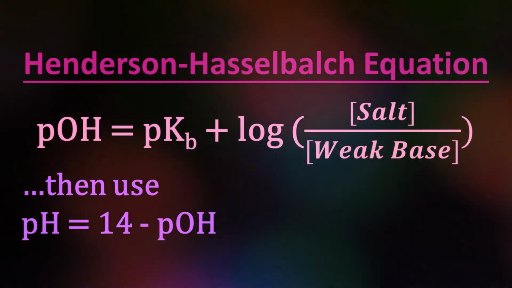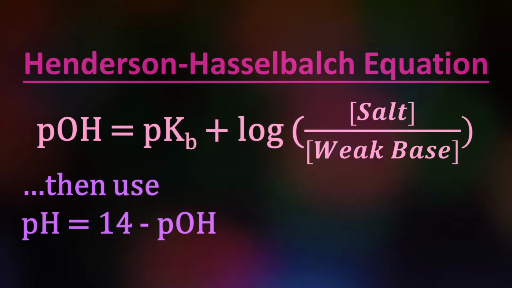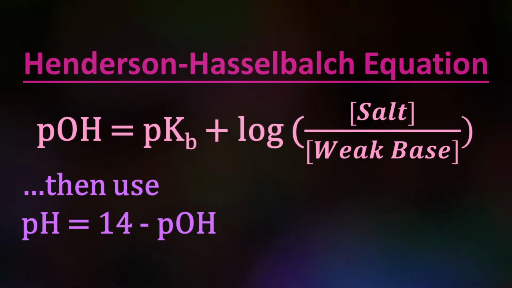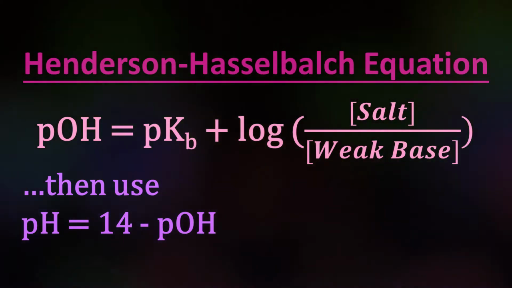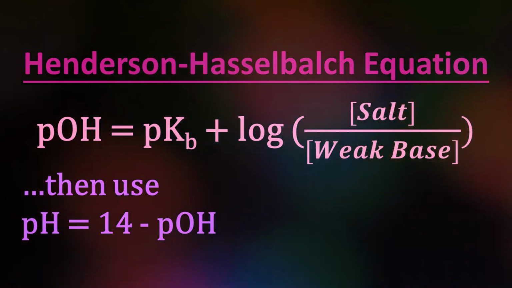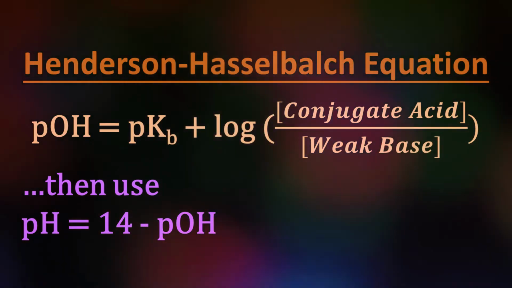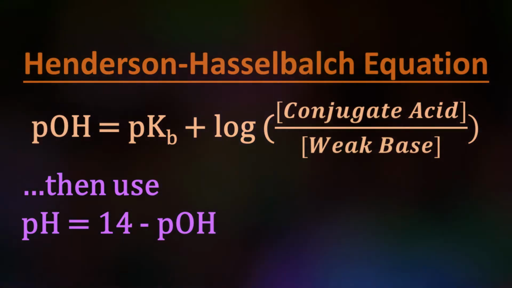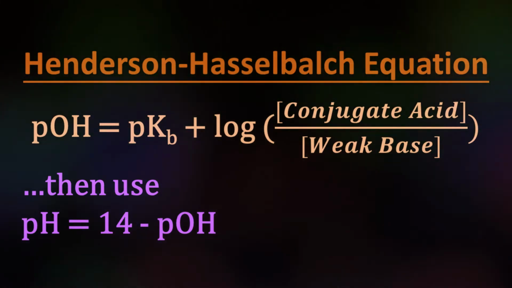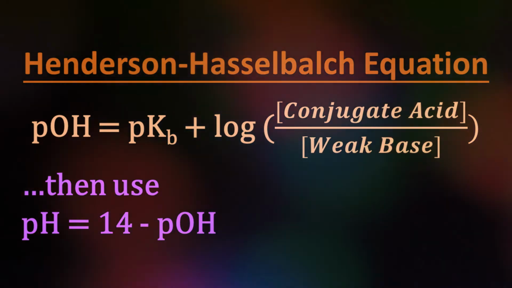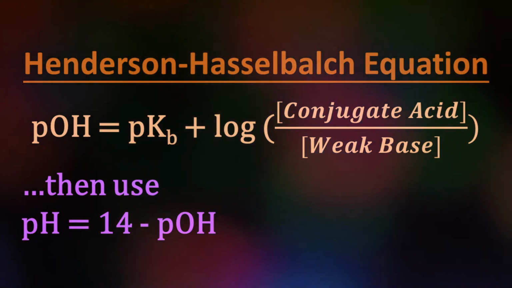pH of a basic buffer. We can use the Henderson-Hasselbalch equation to calculate the pH. So the equation is pOH equals pKb plus log concentration of salt divided by concentration of weak base, or pOH equals pKb plus log concentration of conjugate acid divided by the concentration of weak base. And then we will use pH equals 14 minus pOH.